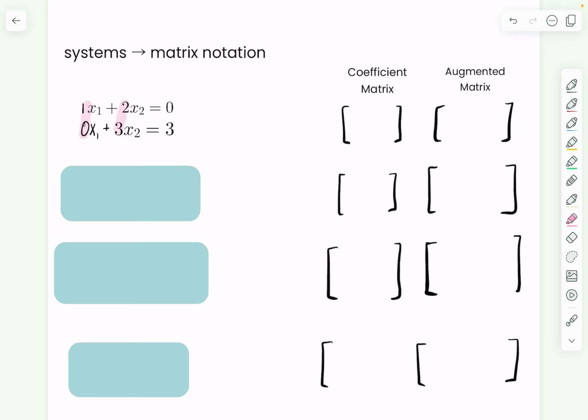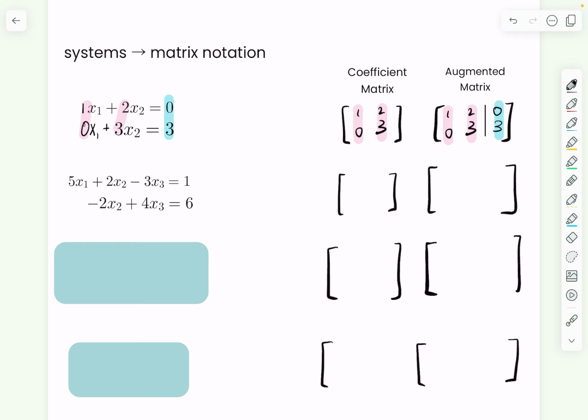Now what you want to do is highlight your coefficients and then copy them to your coefficient matrix. So that's going to be 1, 0, and 2, 3. That's it. That's your coefficient matrix. It's literally a matrix, a box with your coefficients inside. The only difference between a coefficient and an augmented matrix is that you add these numbers. The augmented matrix is literally taking this, putting a line, and then adding these numbers.